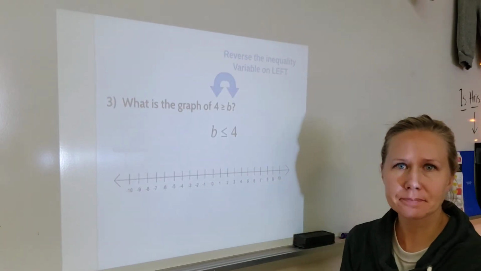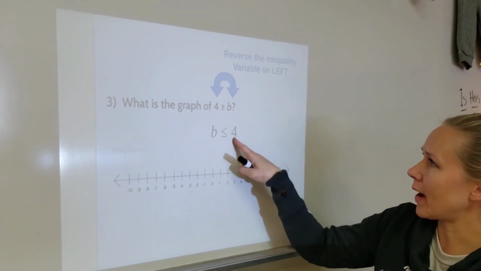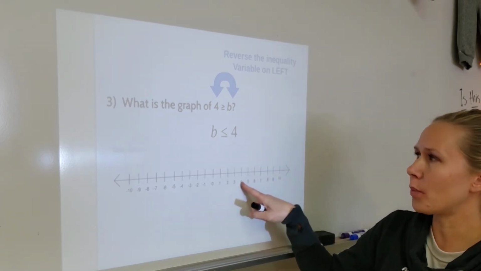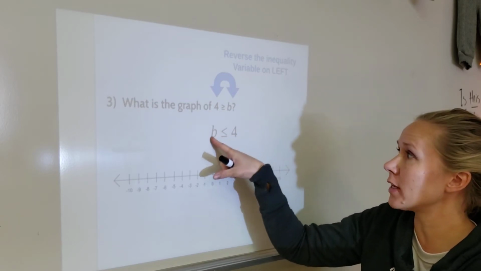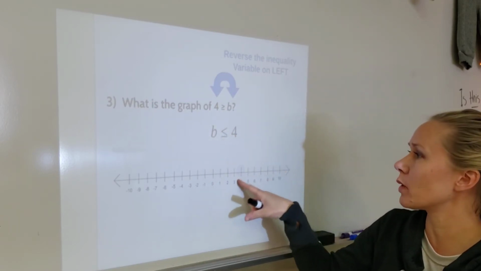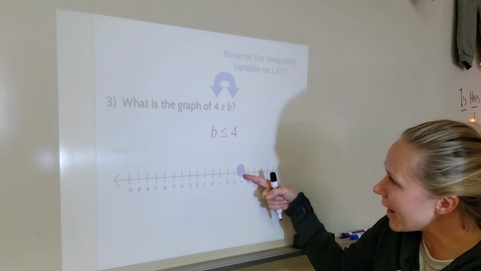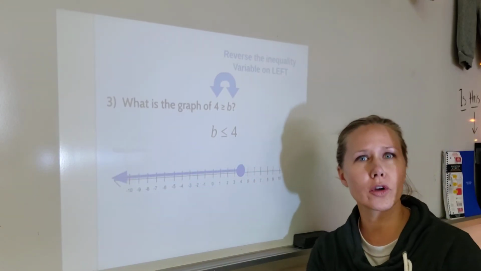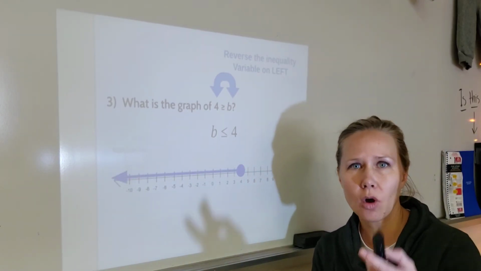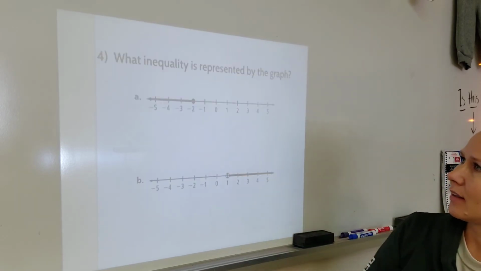Okay? So now that I've changed it and rewritten it, now I can graph it. So I need what kind of circle at 4? Open or closed? Yep, closed. It says all numbers less than or equal to 4, so we want to fill in color at 4, and everything less than it goes this way. Were you correct when you first shaded it? Hopefully.